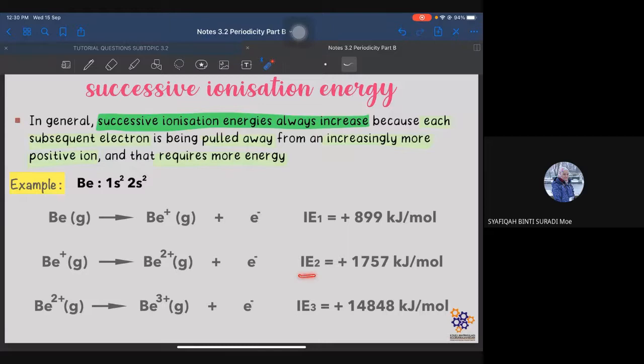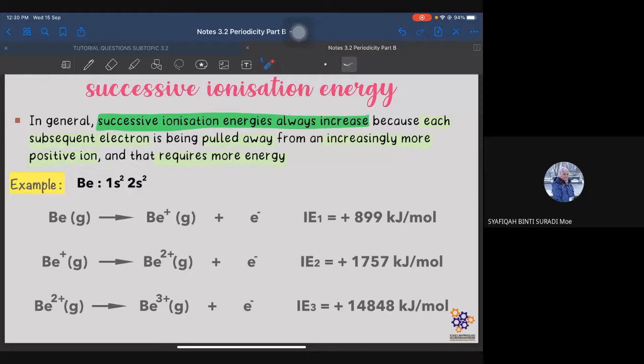So, sebab itulah IE second besar daripada IE yang pertama. So, 1757. Okay. Now, kita nak remove the third electron from the 2+ cation of beryllium. So, lagi positif, lagi kuat tarikan, lagi perlukan banyak energy. So, that's why kat sini IE dia makin lama makin bertambah.